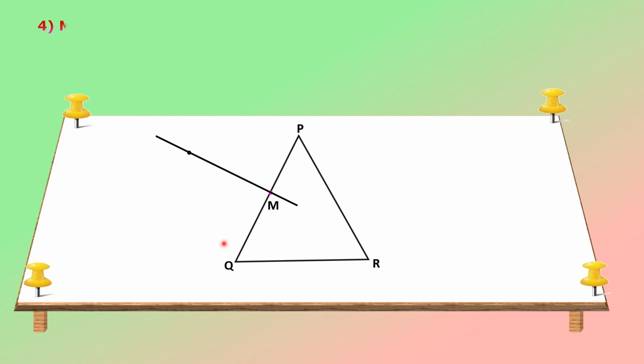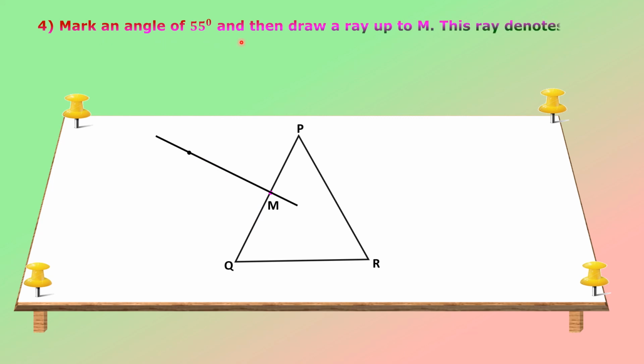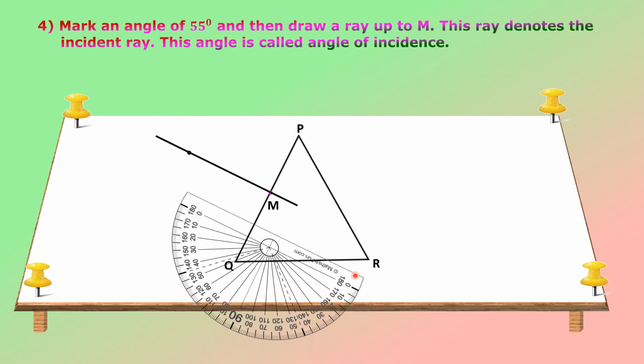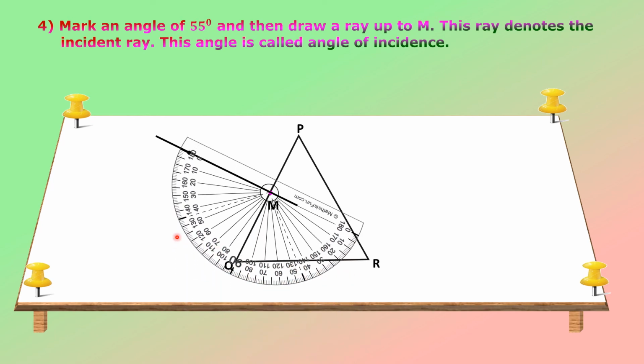This time I am marking an angle of 55 degrees with the normal. So mark an angle of 55 degrees and then draw a ray up to M. And this ray denotes the incident ray. The angle is called angle of incidence.